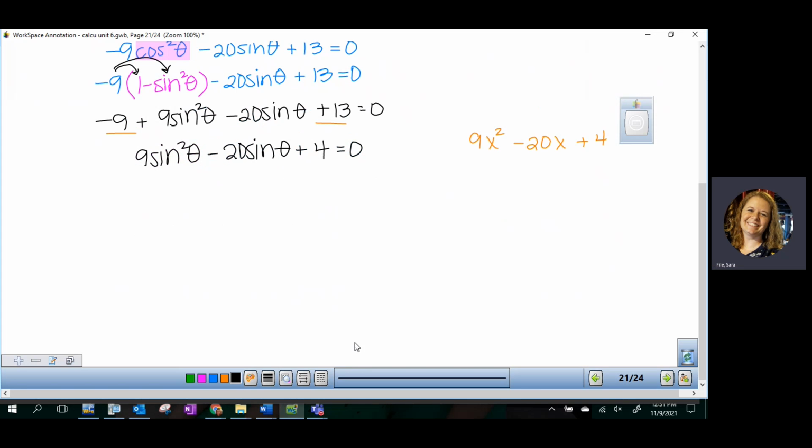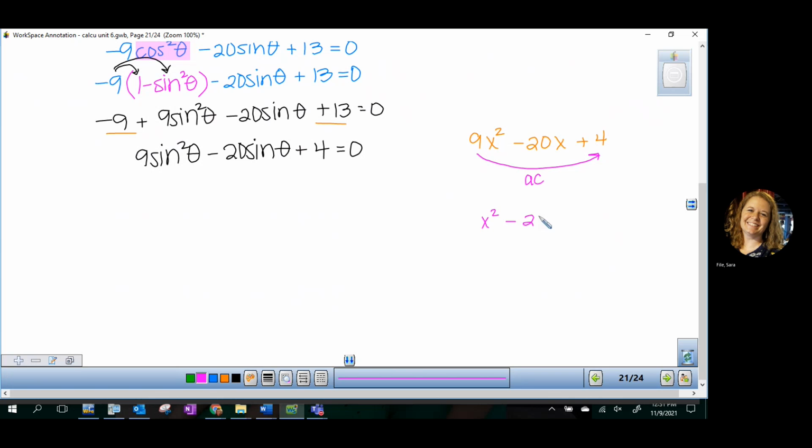All right, so if I were to do slide divide method, that's where you slide the a to the end and do a times c. Okay, so 9 times 4. So I would rewrite this as plus 36 instead of plus 4. Okay, and then I would factor. I would ask myself what multiplies to 36 but adds to -20.